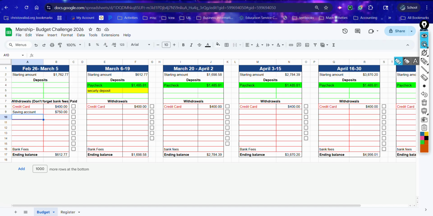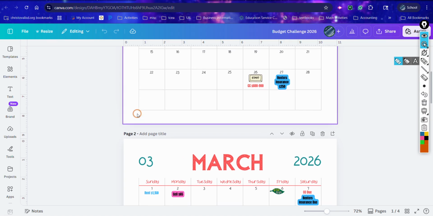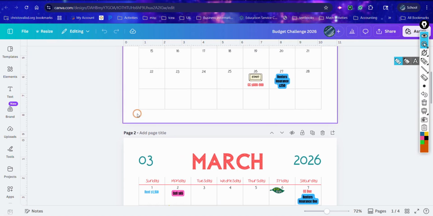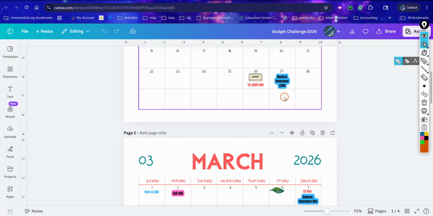So let me look back at my budget challenge chart. And in that time frame from the start of the game to my first pay period, I have several things that are going to come out. I have my renter's insurance, my rent, and my cell phone. Well, I can't cover my rent at this point, but I can cover the other two. So I am going to go ahead and record my renter's insurance and my cell phone.